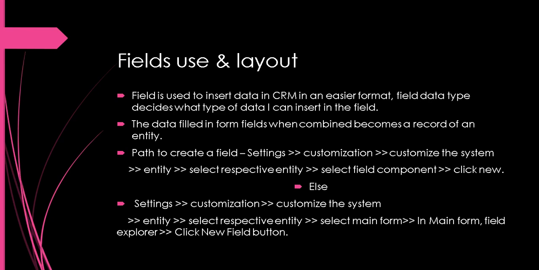So second path is settings, customization, customize the system, entity, respective entity, main form. In main form, inside field explorer, which I have showed you in the previous video, click on new field button. So through there I can create a field as well as from there I can add the field in form. So I'll show you through MSCRM how can I create it. So let's check it out.